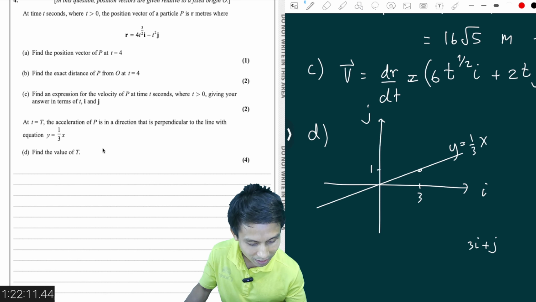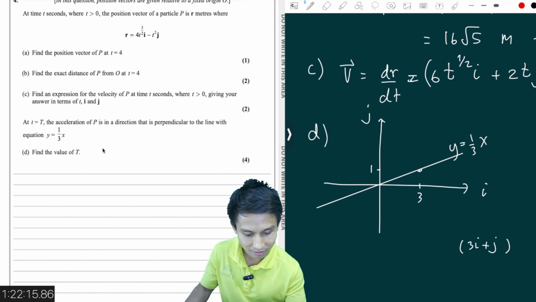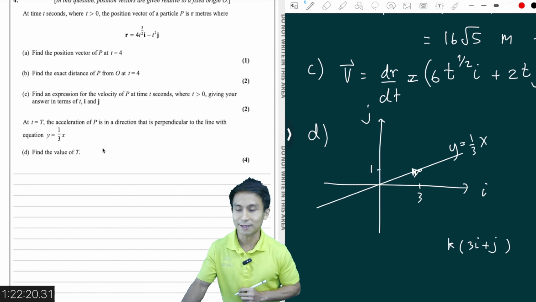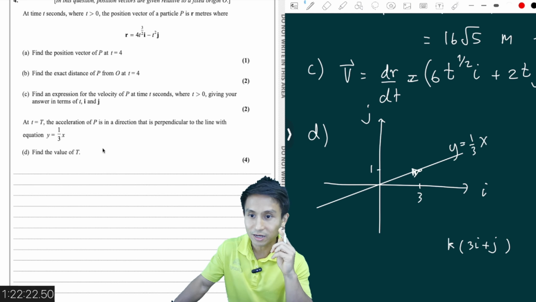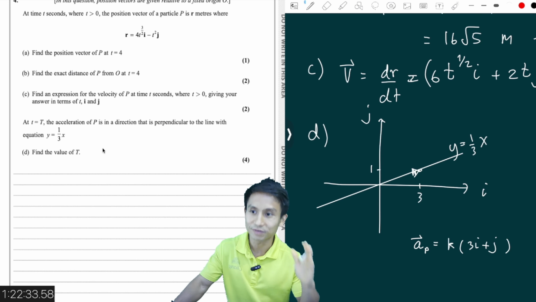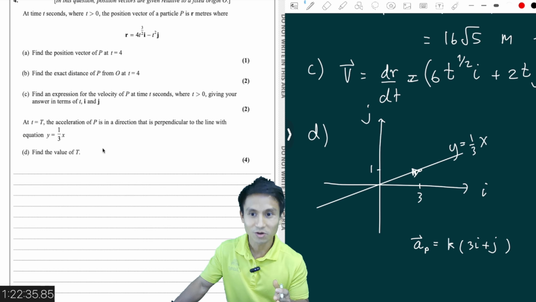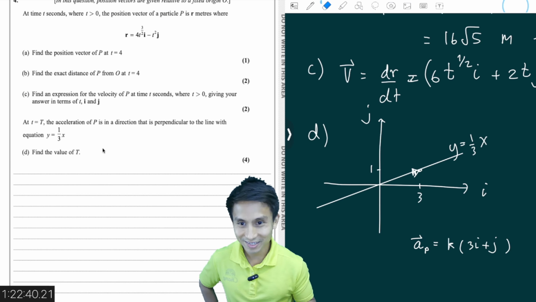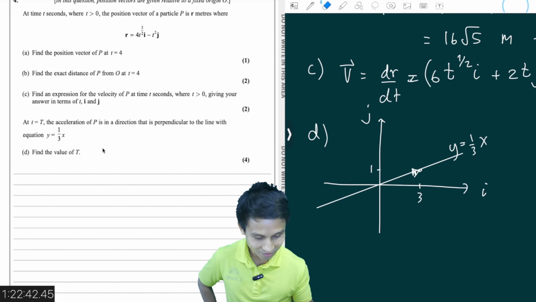Now because it's parallel, it's parallel to this vector here. So that means we need to find some multiple k where the acceleration of p is going to be put equal to a multiple of this vector because it's parallel. Wait, it's perpendicular. Sorry. Okay, I read the question again. Let's do that again.